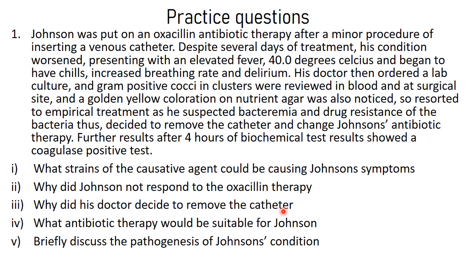Number 5, briefly discuss the pathogenesis of Johnson's condition. So here you're just simply explaining how the symptoms for Johnson came about, how fever came about. We know that fever will come about because we're talking about a foreign body that would definitely result in the release of cytokines, and then go to the hypothalamus, change the set point, and then definitely will lead to fever. Then apart from that, we know that the chills and increased breathing rate and delirium or confusion will come about due to what? Due to damage to different body organs. So you explain all that using the virulence factors of Staphylococcus aureus.